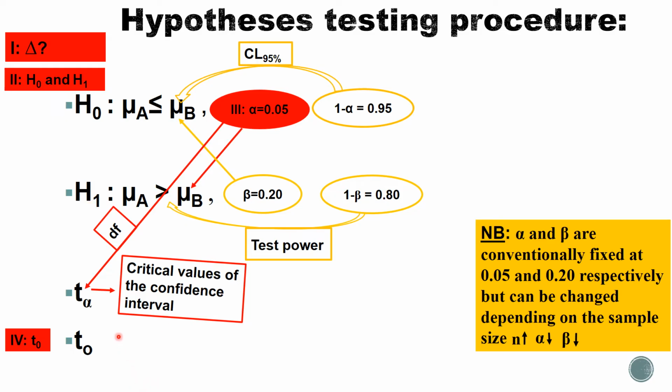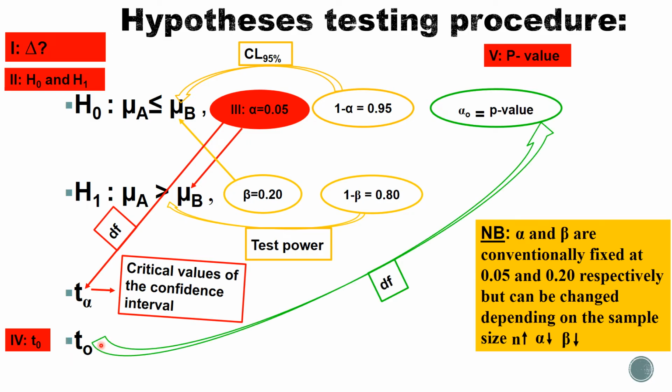Without wasting my time, we will see how we conclude at the end of the day, but I'm trying to explain at the same time. So the fourth stage would be calculating the observed statistics. Now, what's the purpose of calculating the observed statistics? With this, with some degrees of freedom based on the sample size, we would be able to get what? Our p-value.